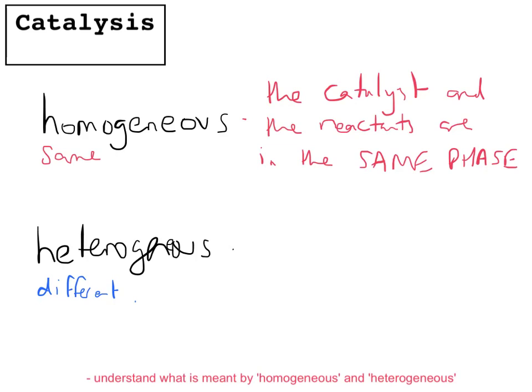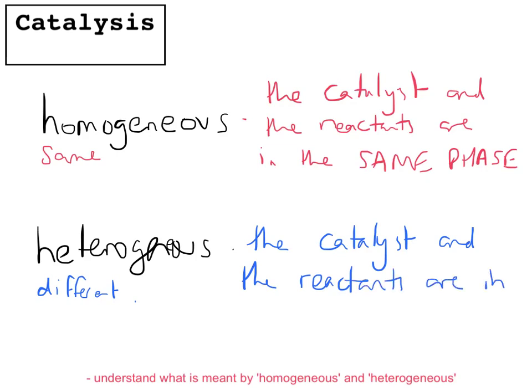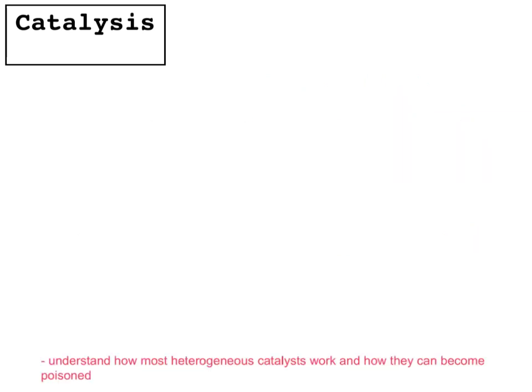A heterogeneous catalyst is where the catalyst and the reactants are in different phases. So usually a heterogeneous catalyst, where the reactants and the catalyst are in different phases, comes in the form of a solid with a gas being passed along the top. So an example of this would be in the Haber process. I'm going to use the Haber process as the example to show you how heterogeneous catalysts work.